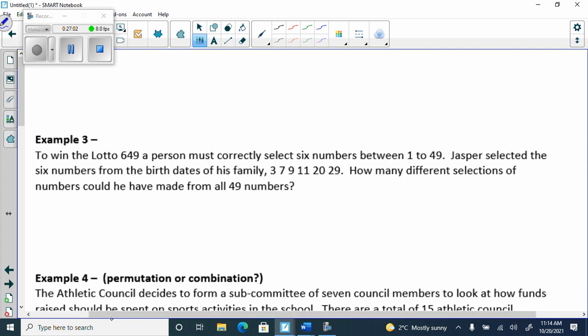To win the Lotto 649, a person must correctly select 6 numbers. It doesn't have to be from 1 to 49. That's why it's Lotto 649. You're picking 6 of 49 numbers. The order in which they get picked does not matter.